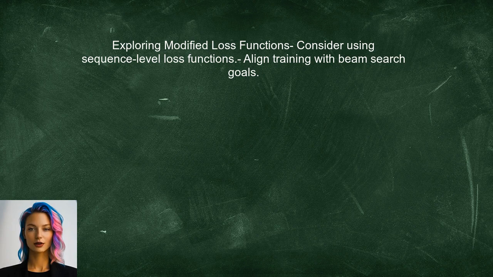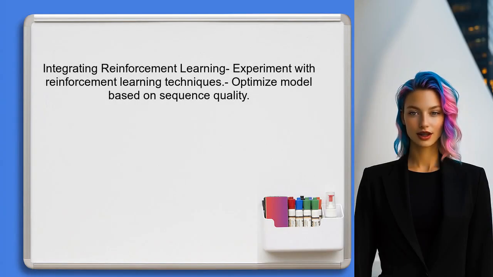Additionally, the user might explore using a loss function that accommodates the beam search strategy. For instance, using a sequence-level loss function can help align the training process with the goals of beam search during inference. Finally, the user can experiment with reinforcement learning techniques. These can be integrated into the training process to optimize the model based on the quality of the sequences generated, similar to the outcomes of beam search.